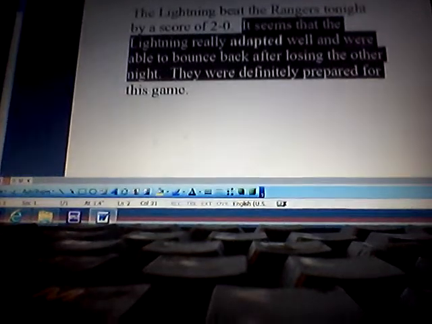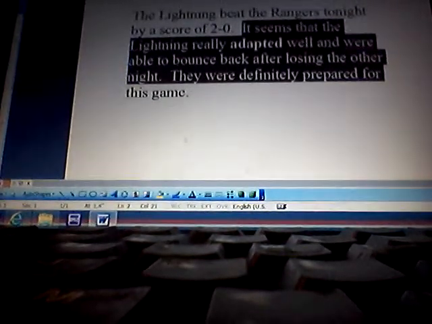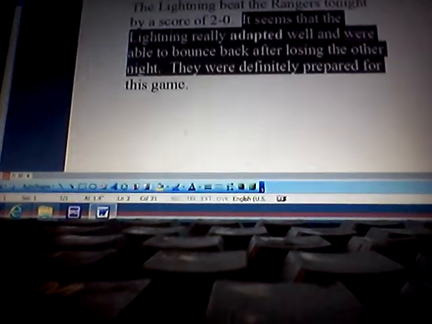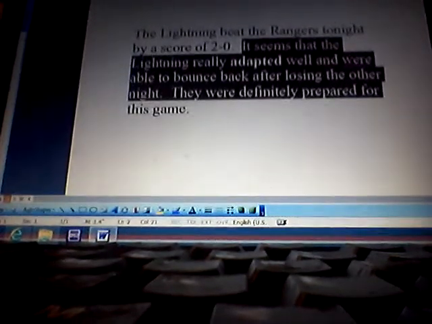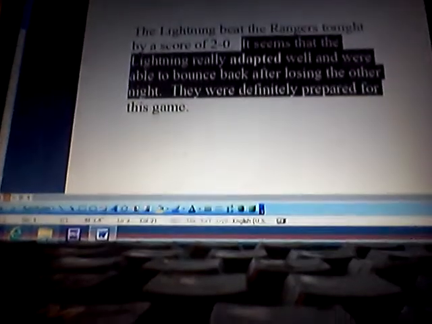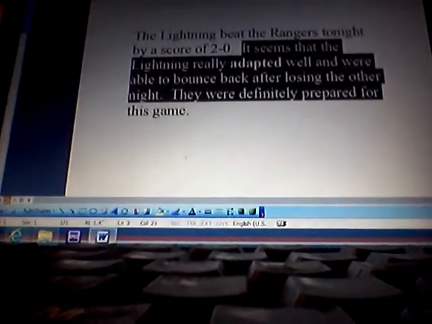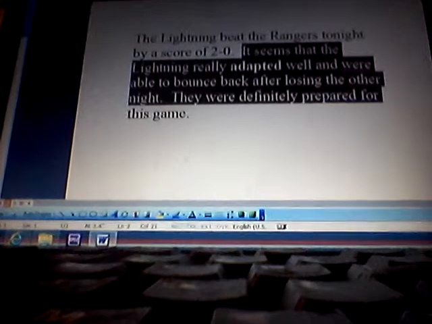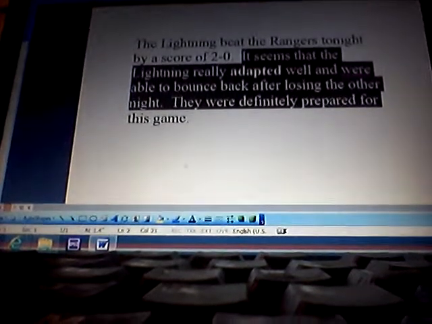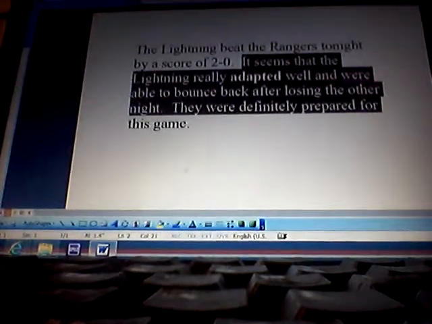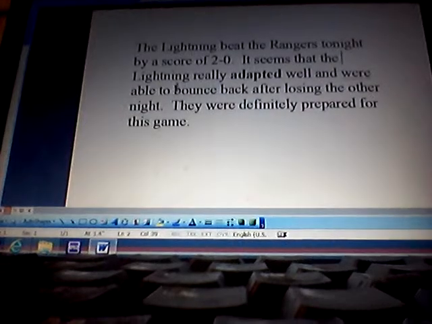Well, if I look at the sentence carefully, I know the Lightning adapted. The Lightning, by the way, is the team that they are playing right now in the series, the Tampa Lightning. Anyway, they adapted well. And if I go a little bit further down to this line, it says because they adapted, they were able to bounce back after losing the other night.